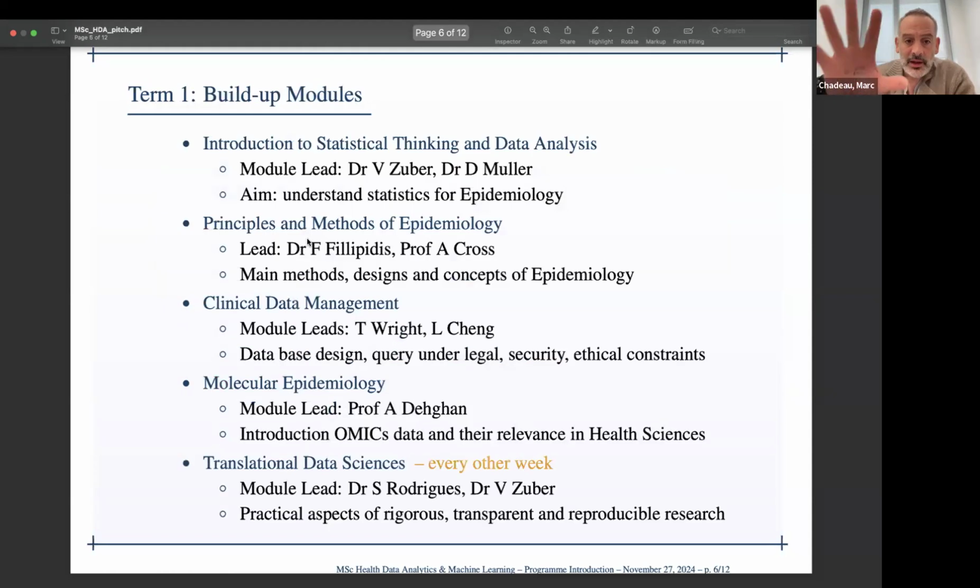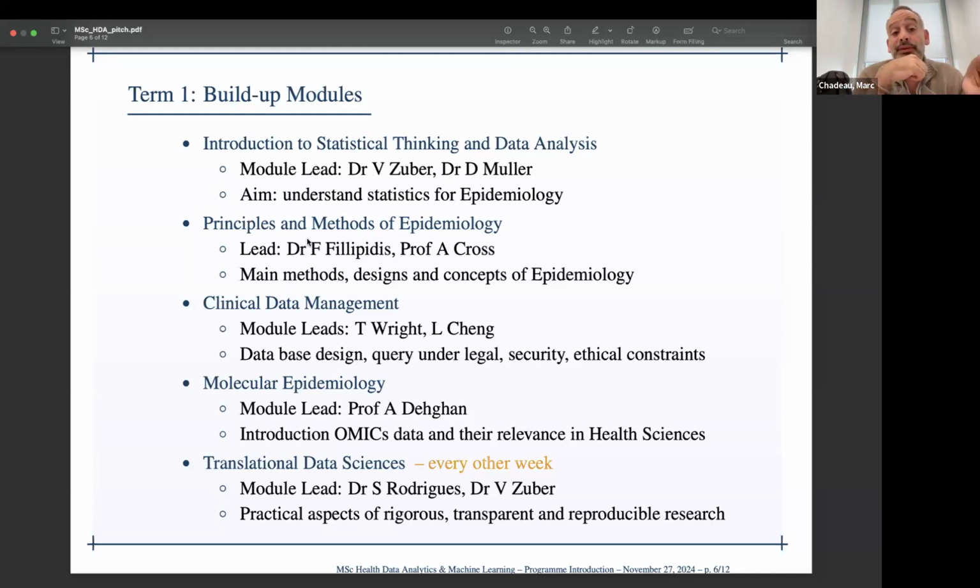So more in detail, what are the main modules for that term one, which is really the building up stage? Basically, one objective of that term is that, as I said, we have a bit of a heterogeneous cohort to start with, your multiplicity of backgrounds. And the idea of that term is that by the end of that term, you all speak the same language. You're able to work together and you understand each other very well.